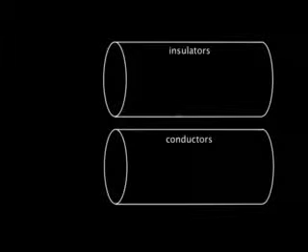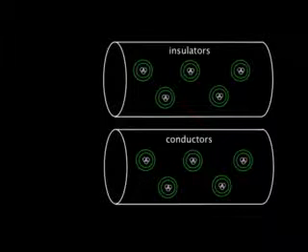And before I talk about the differences between these, here I have two solid cylinders of either an insulating material or a conducting material. One similarity is that both insulators and conductors are composed of a huge number of atoms and molecules, and these atoms and molecules, whether it be insulator or conductor, are composed of a positively charged nucleus and a negatively charged swarm of electrons that surround that nucleus.